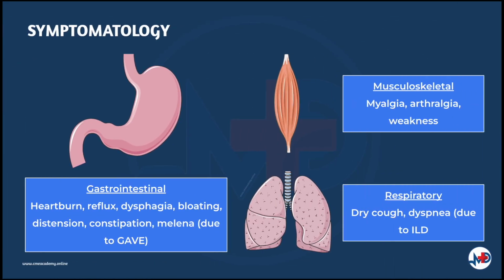Gastrointestinal symptoms are present such as heartburn, reflux, dysphagia, bloating, distension, constipation, and melena. Melena can happen due to gastric antral vascular ectasia. Musculoskeletal complaints such as myalgia, arthralgia, weakness may also present in patients with scleroderma. Patients with respiratory complications may experience dry cough or dyspnea, and this is secondary to interstitial lung disease.